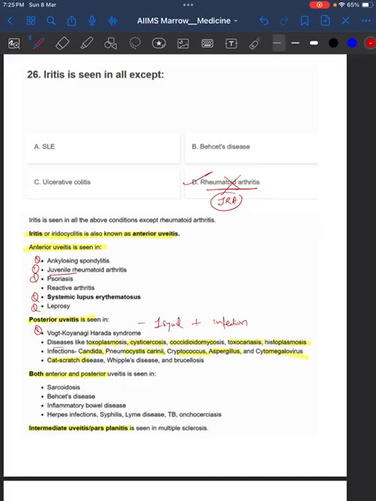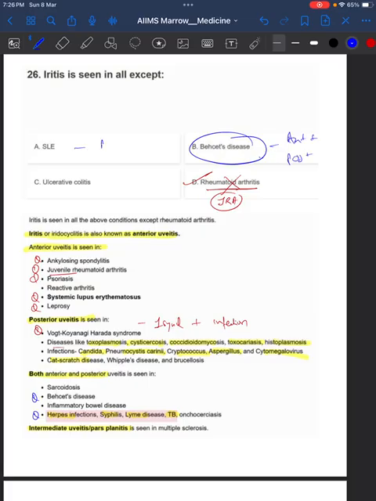Only 4 infections, which are herpes, syphilis, Lyme, and TB. These are the 4 infections you have to remember, where both anterior and posterior uveitis are seen. This you have to remember: herpes, syphilis, Lyme, and TB. Okay. Then another important cause of both is Behcet disease. So in Behcet disease, iritis is seen, as well as both anterior and posterior uveitis.